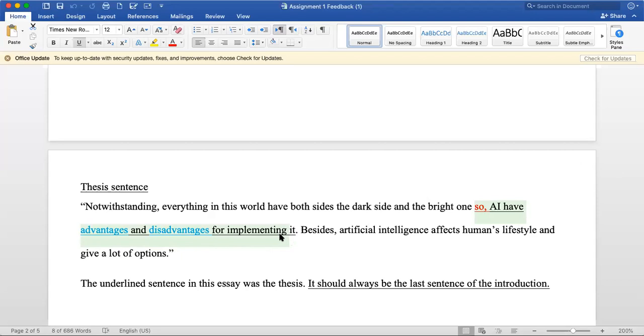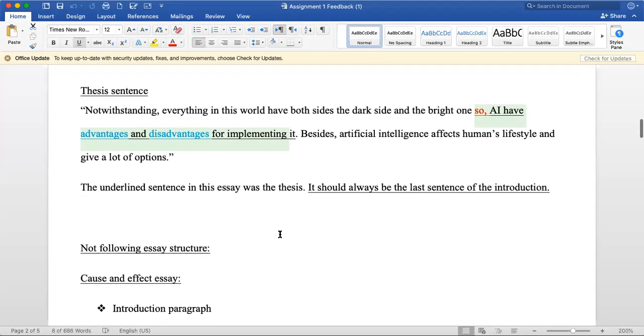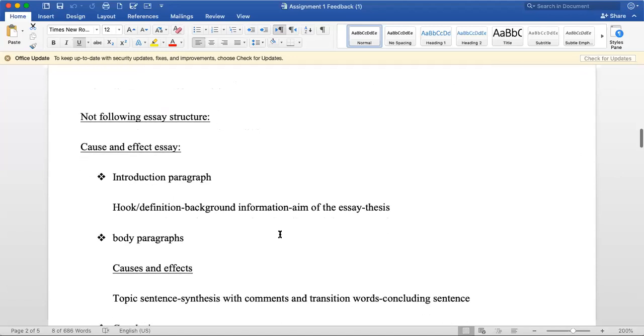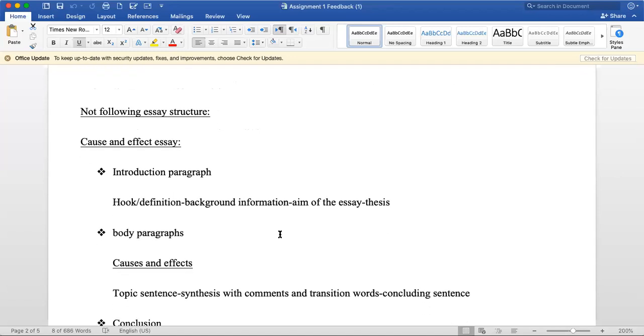So if you don't put the thesis statement in the correct place, your reader will be very, very confused and you will not get the grade for it, because the thesis statement should be the last sentence of the introduction. Okay? Right. What else? Another problem that I found in your literature review was not following the essay structure. And sometimes there was no essay structure at all.